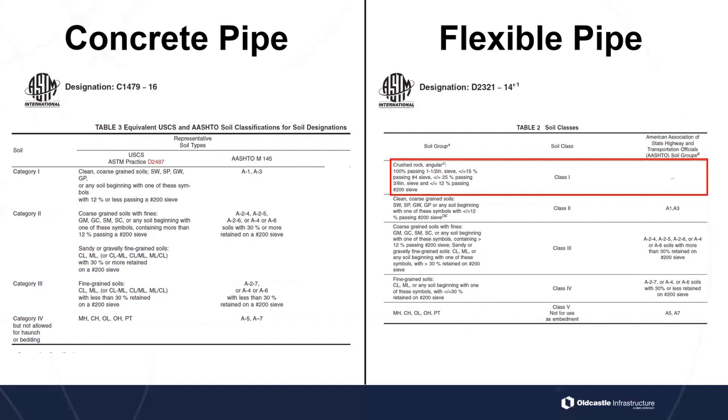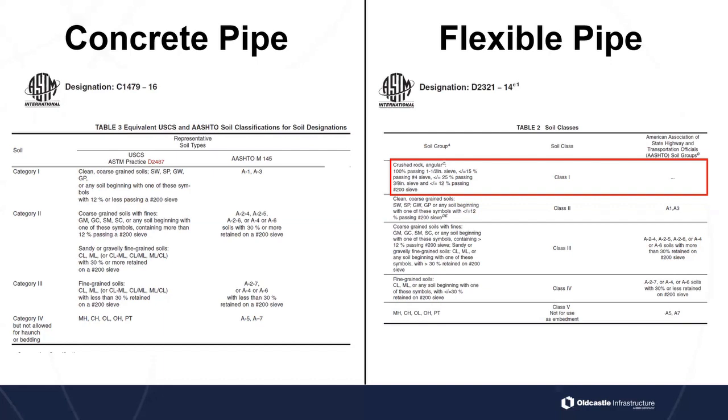And the reason is because this is a very specific structural soil that you have to order special. I call it a super soil. This is a super soil that has the following characteristics. First of all, it's a crushed rock. It's angular. It has 100% passing the 1.5 inch sieve, less than or equal to 15% passing the number 4 sieve, less than or equal to 25% passing the 3/8 inch sieve, and less than or equal to 12% passing the number 200 sieve. So keep in mind, this is a very specific engineered structural backfill that you could use if you want to use that class 1.